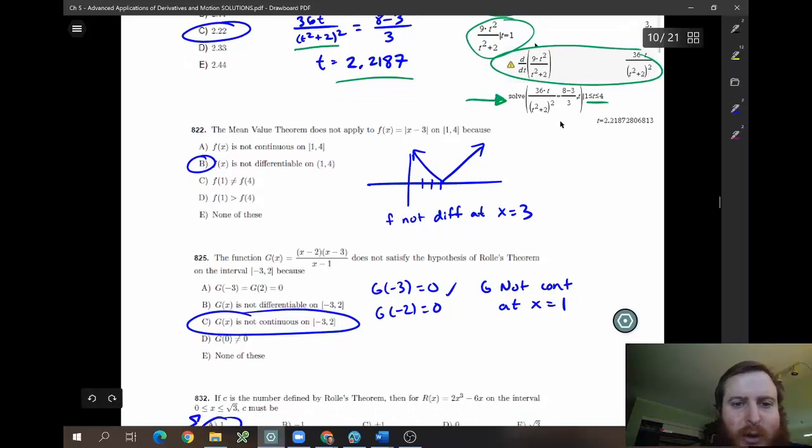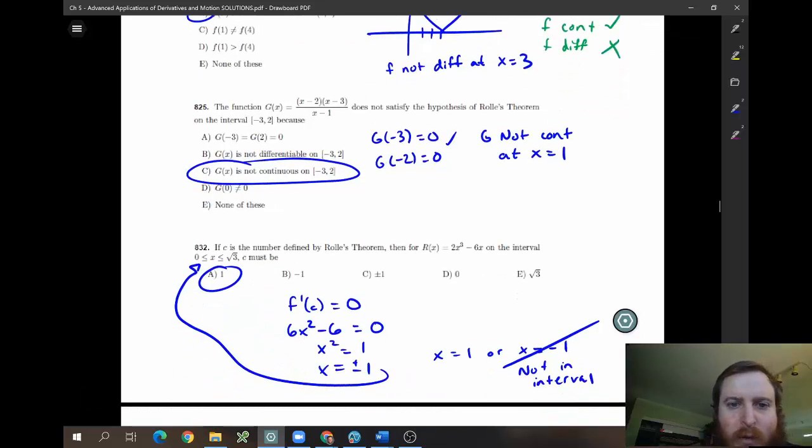Okay, 822 says, why would the mean value theorem not apply to f of x equals the absolute value of x minus 3? Well, remember, MVT just has two conditions. F has to be continuous, and f has to be differentiable. Well, if we graph it, absolute value looks like a v, it is continuous, but it's not differentiable.